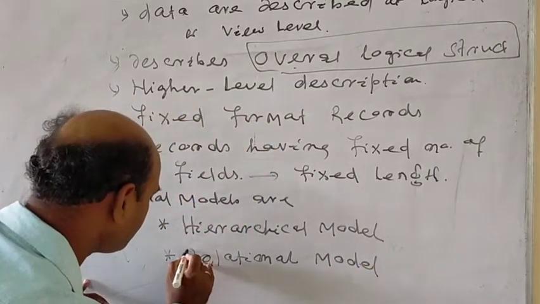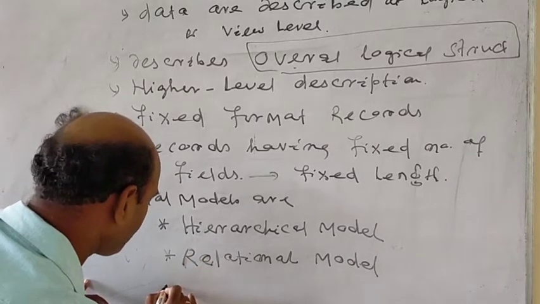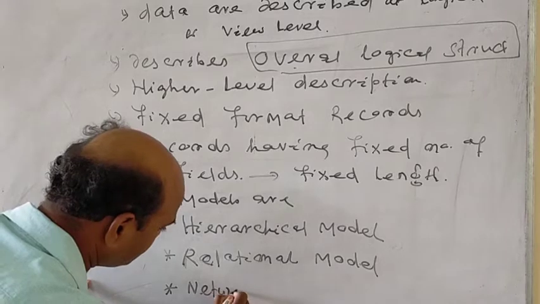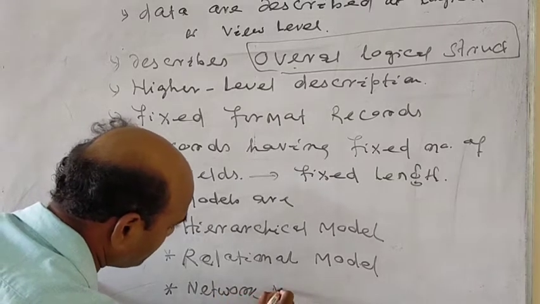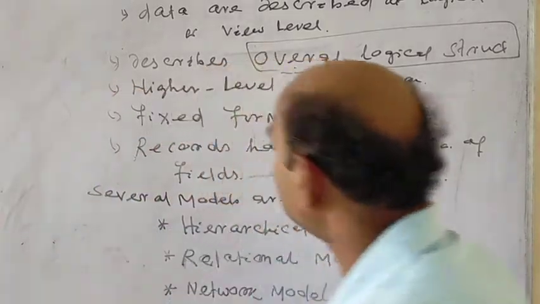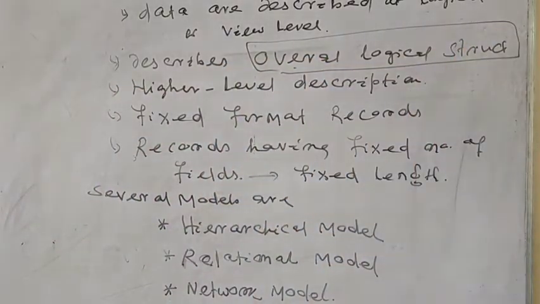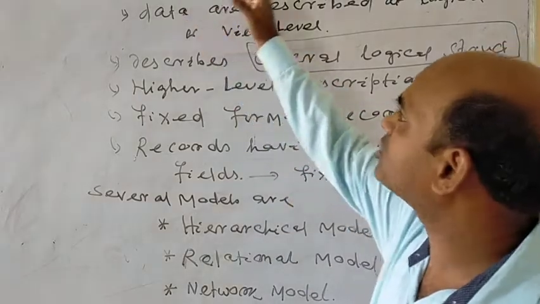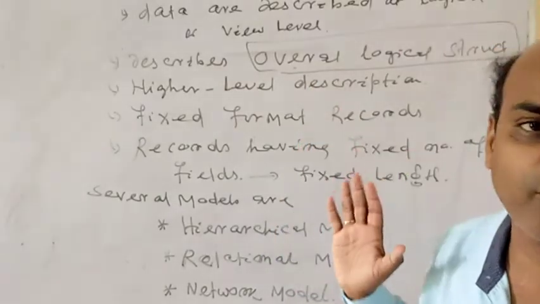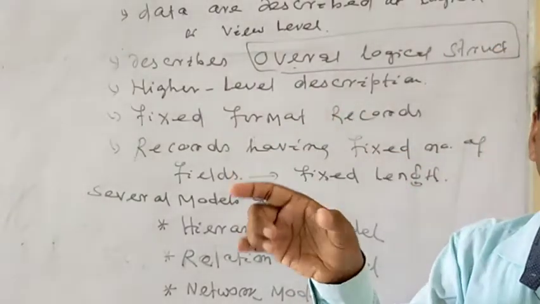Relational model. Next one is your network. According to our syllabus, we will cover all the things. In a record-based logical model, we will learn the ER model. That is most important. Here, entity and entity are related.